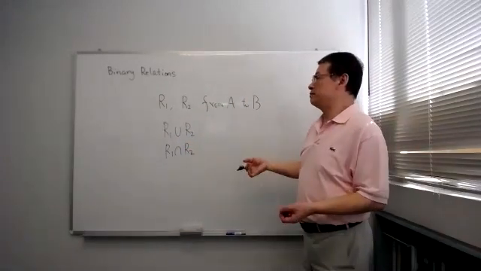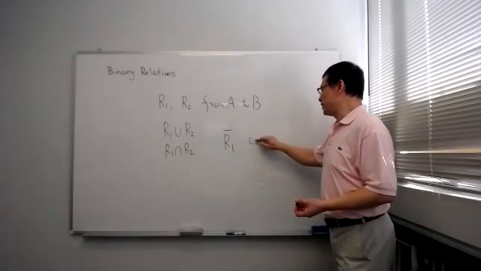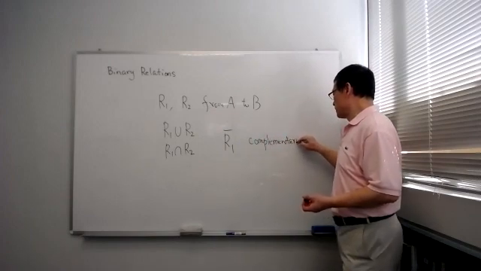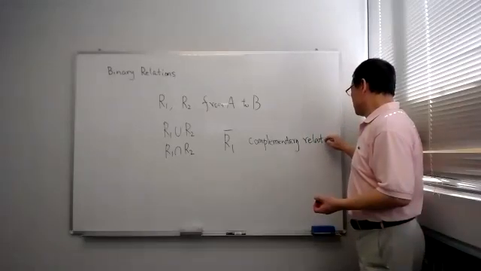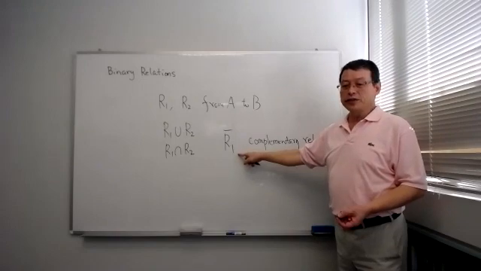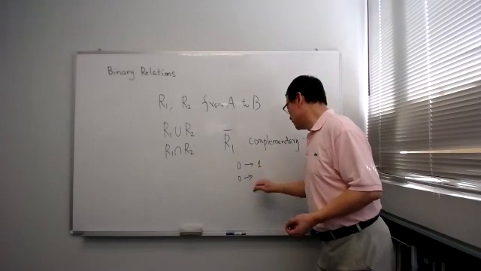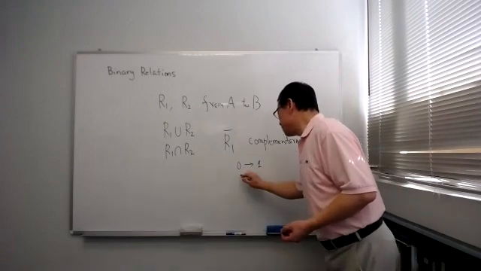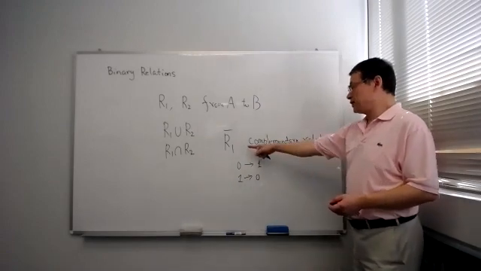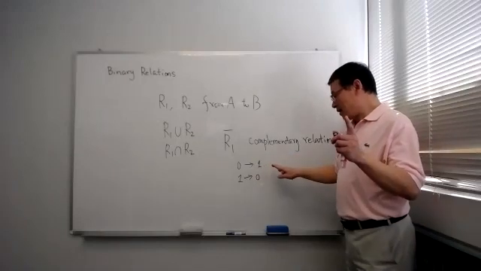In particular, we can deal with the complement of a relation. It's very easy to see in the matrix. You just change 0 to 1 and change 1 to 0. So that's why the matrix is very useful and very important. It's very easy to see the complementary relation.